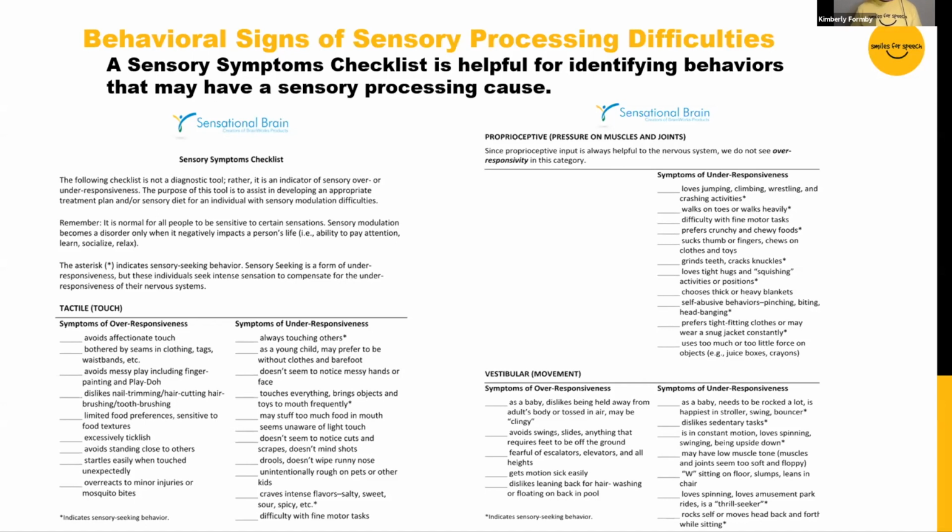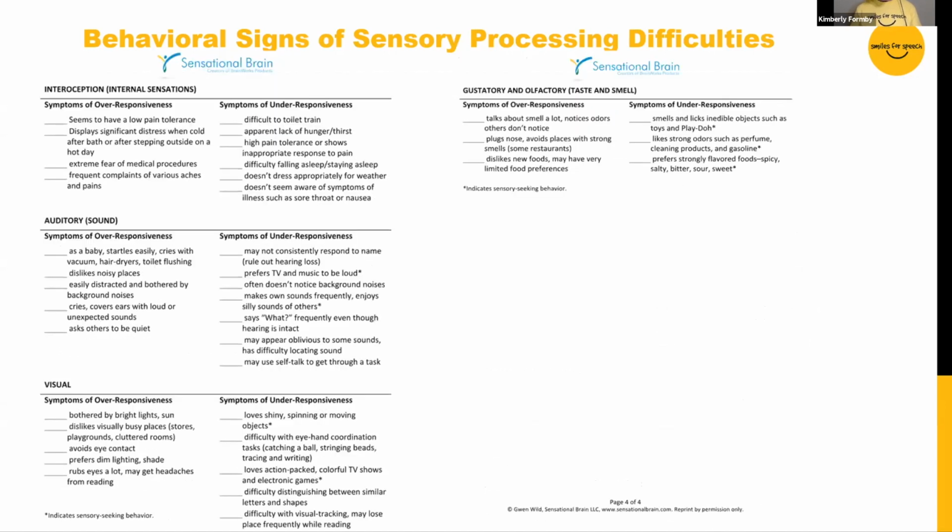And under each sensory system on the left-hand side, you will see signs of over-responsiveness, and on the right-hand side, you'll see signs of under-responsiveness. So you'll go through the checklist for each child or each individual that you're creating a sensory diet for, and you'll just put a check mark next to the behaviors that you see under each of the sensory systems. And this is the second page of the checklist that covers the auditory, the visual, the interoception, and the taste and smell senses.